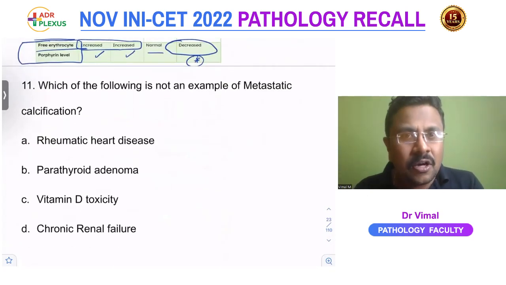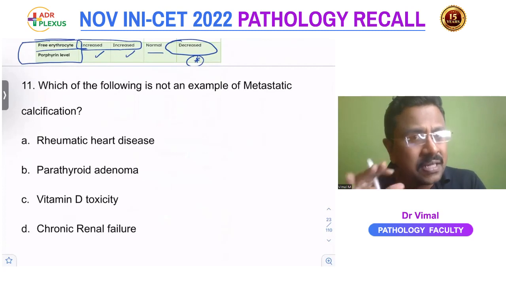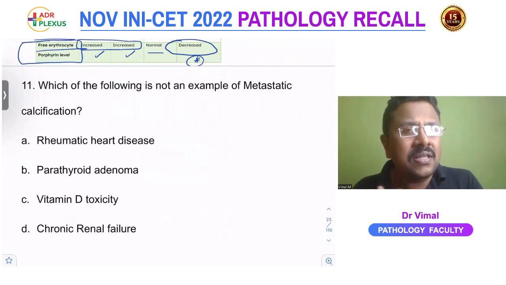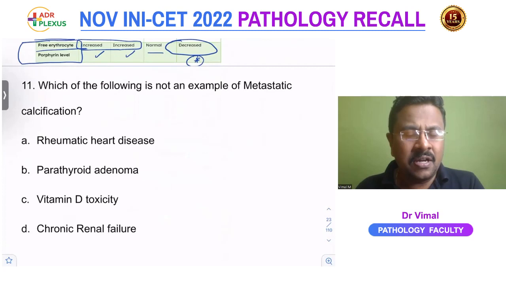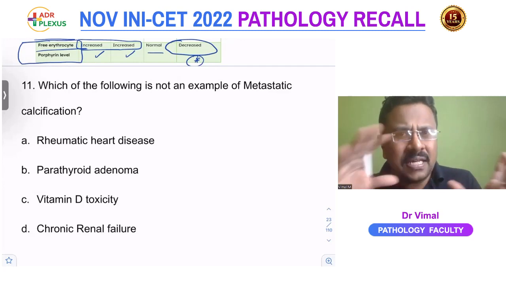Which of the following is not an example of metastatic calcification? So this question actually was asked both in the morning as well as in the evening, as I said earlier. So one session they asked about the dystrophic calcification. Other session they were asking about metastatic calcification. So all of you will be knowing that dystrophic calcification occurs in dead and degenerated tissues with normal calcium levels. Whereas metastatic calcification, because of the deranged calcium metabolism, is increased calcium depositing in different organs.